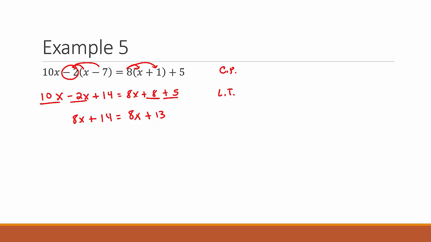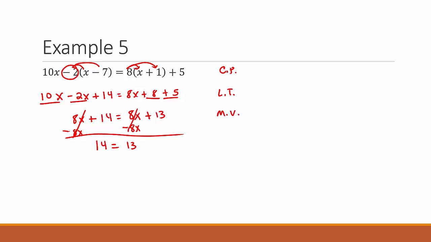After we combine those like terms, I see that I have variables on each side of my equal sign, so I'm going to move my variable terms to get those combined. So I have a positive 8x, so I will subtract 8x. Cancels out, leaves me with a positive 14. That cancels out, leaves me with 13.